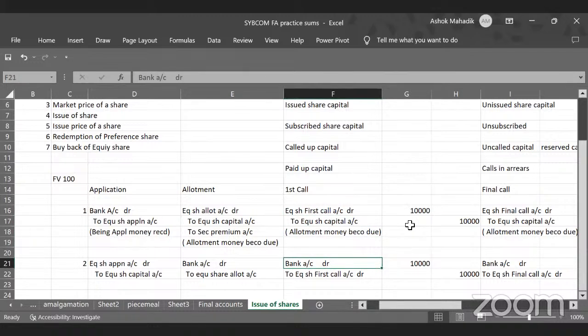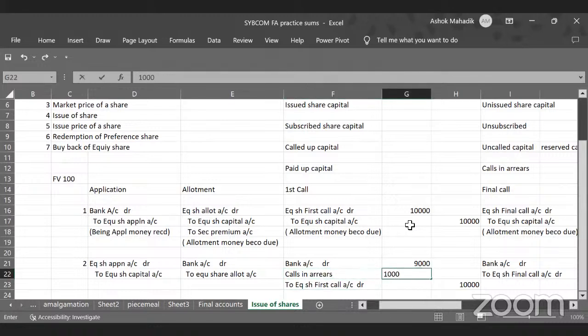Clear? Now suppose you did not receive the entire money. One shareholder who had to pay 1,000 rupees did not pay. So what will happen, students? If a shareholder who had to pay 1,000 rupees out of this 10,000 total amount did not pay it, in bank can you write 10,000? No, obviously. You will write only 9,000 because 1,000 is received less. So where will that be recorded? That 1,000 will be on the debit side. We'll call it calls in arrears.